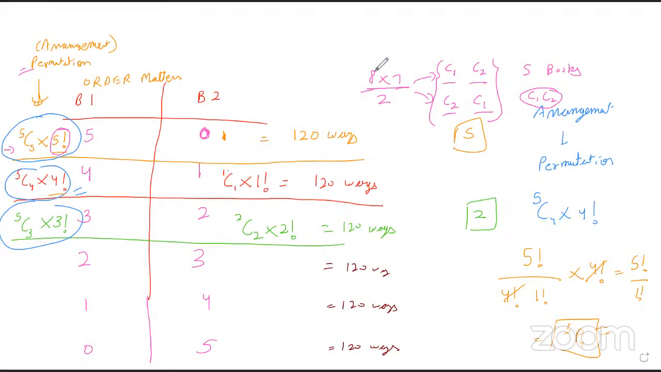That means now I am doing arrangement. If I do 8 into 7, I am considering arrangement also. But if I divide it by 2, then I will not consider arrangement. You will consider only selection.